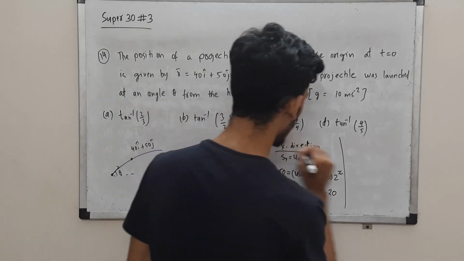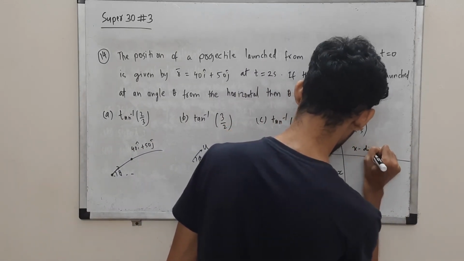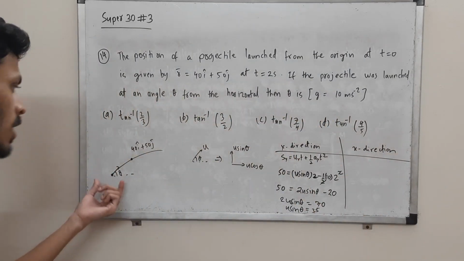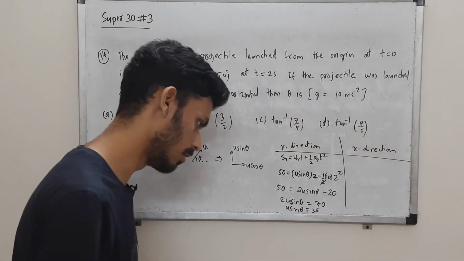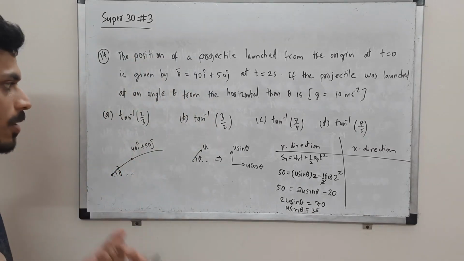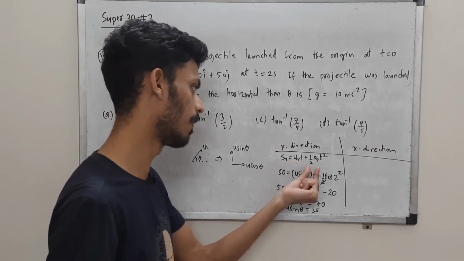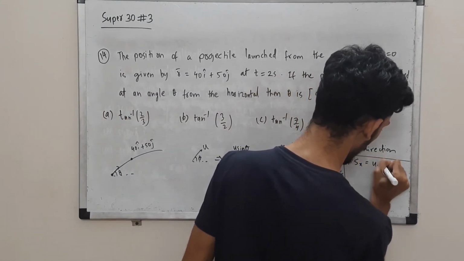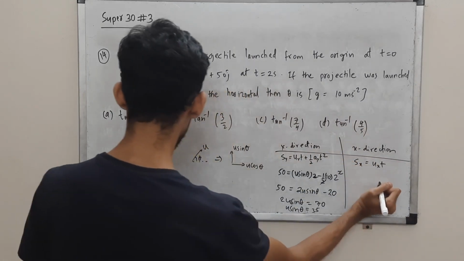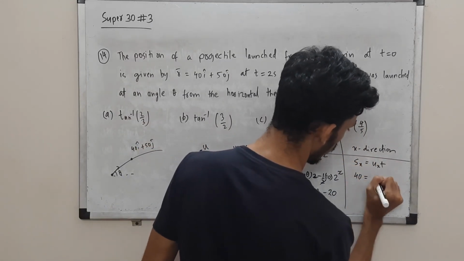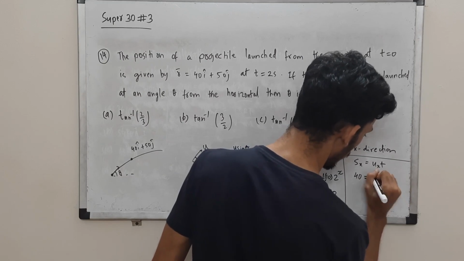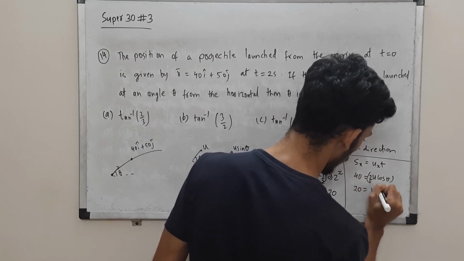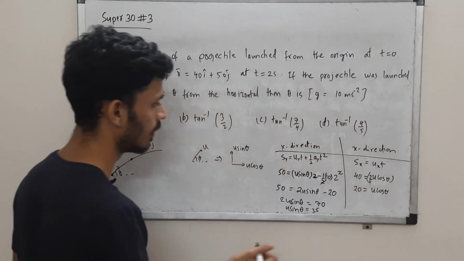Now from the x direction, we are going to obtain an equation for u cos theta. In the x direction, it is basically speed equals distance over time. There is no acceleration in the x direction. Now the acceleration in the x direction is 0. So sx equals ux into t. So displacement in the x direction is 40, velocity u cos theta, and time 2. So I can write 2 over here, and this will be 20 equals u cos theta. Now you can take the ratio, that will give you tan theta.